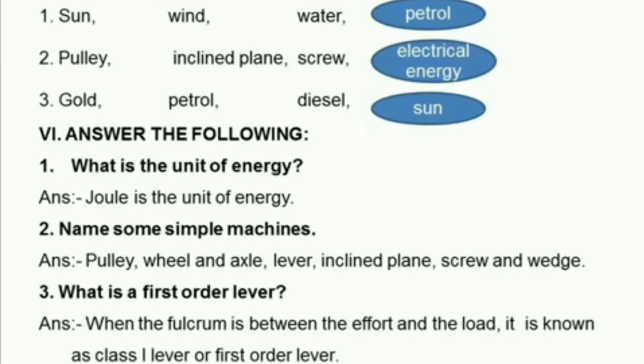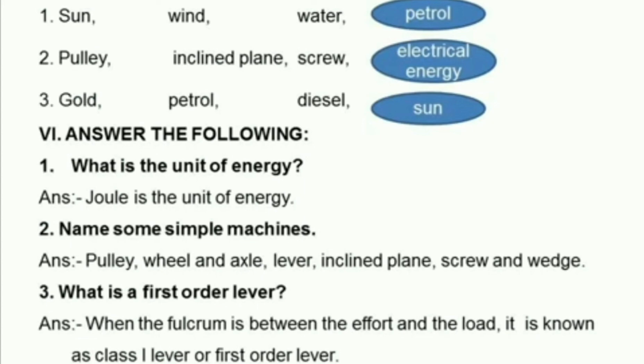Pick out the odd one. Sun, wind and water, petrol. Petrol is the odd one because sun, wind, water are renewable. Pulley, inclined plane, screw, electric energy. Electric energy is the odd one because these were the simple machines, and electric energy is the energy source. Coal, petrol, diesel and sun. Coal, petrol and diesel were the non-renewable sources, and sun is the renewable source.